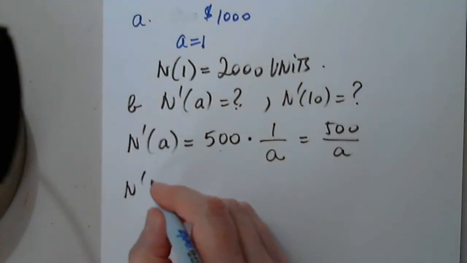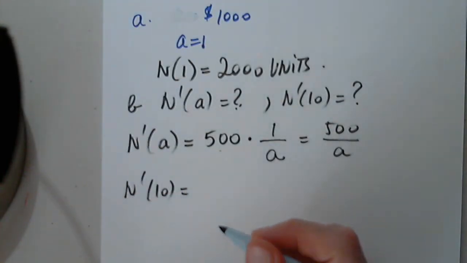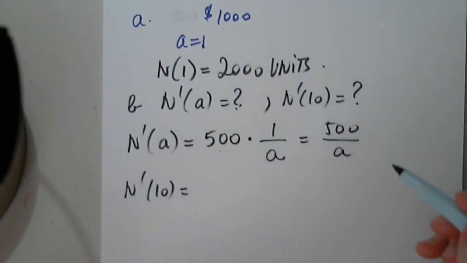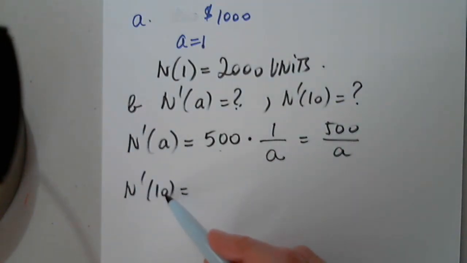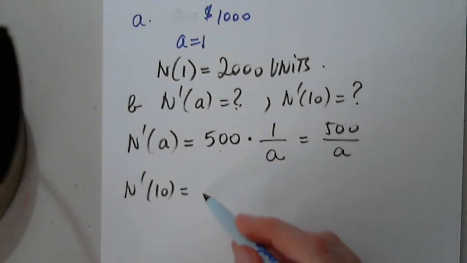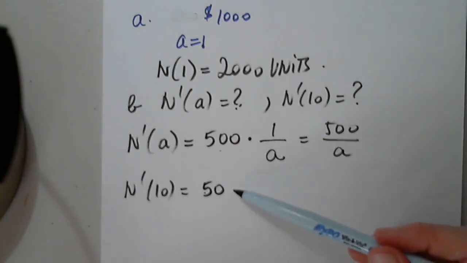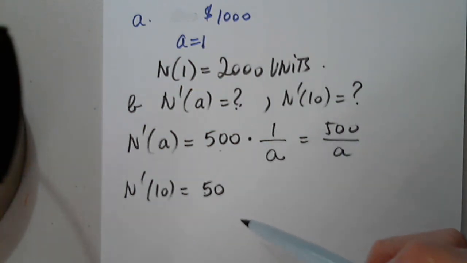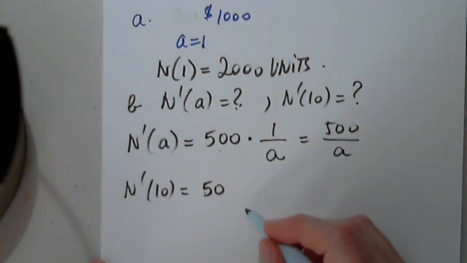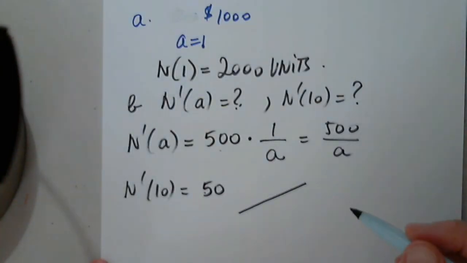Good. So now they're asking us to find N prime of 10. So when I plug in 10 here, which means A equals 10,000 actually, what do I get? 500 over 10, 50. Now the measurement unit. I tried to put it as thousands, but I forgot it's only 10.